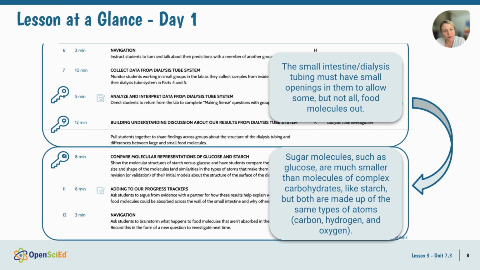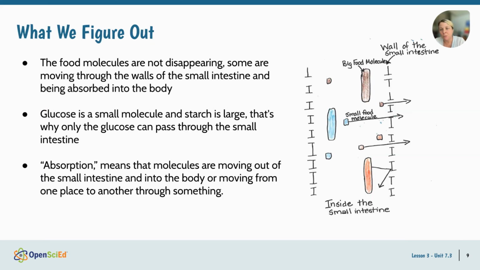The students add their findings to their progress tracker and begin to wonder about what's happening to the molecules that don't actually get absorbed into the body. So what they've figured out at this point is the food molecules are not actually disappearing. Some are moving through the walls of the small intestine and being absorbed by the body. Glucose is a small molecule and starch is large, and that's why only the glucose seems to be able to pass through the walls. And absorption means that molecules are moving out of the small intestine and into the body, or moving from one place to another through something.